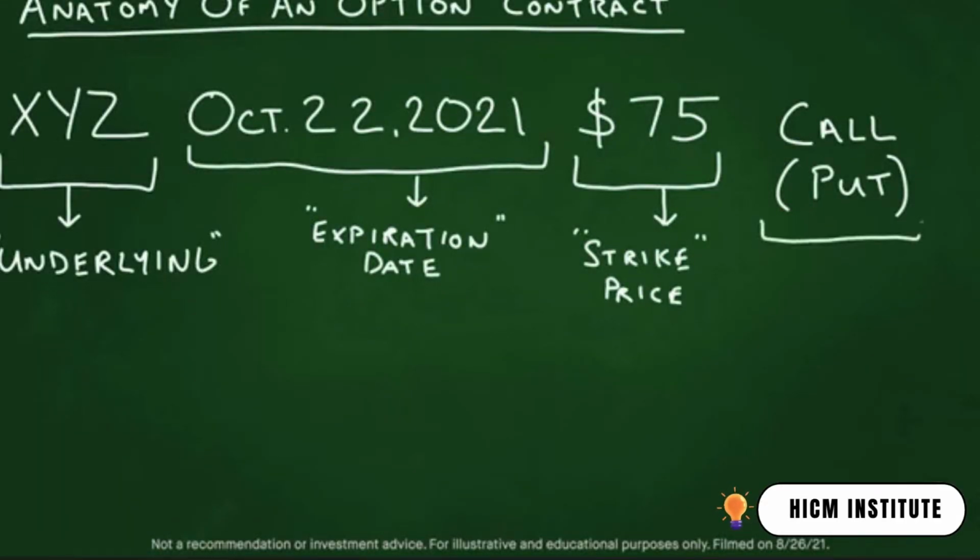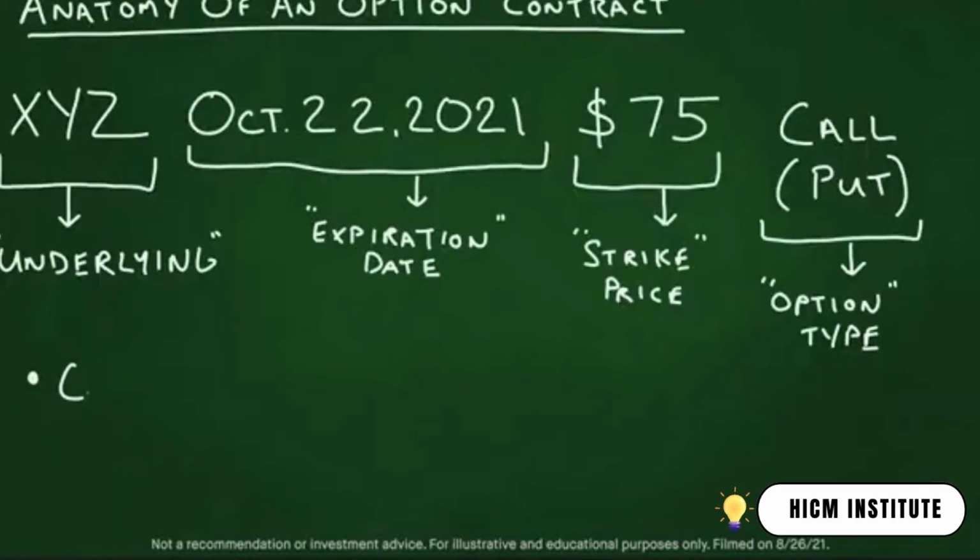Now at the end, as we've alluded to, there's 2 types of options, calls and puts. And this is what we call the option type. So those are the 4 main specifications that you'll see across every option.